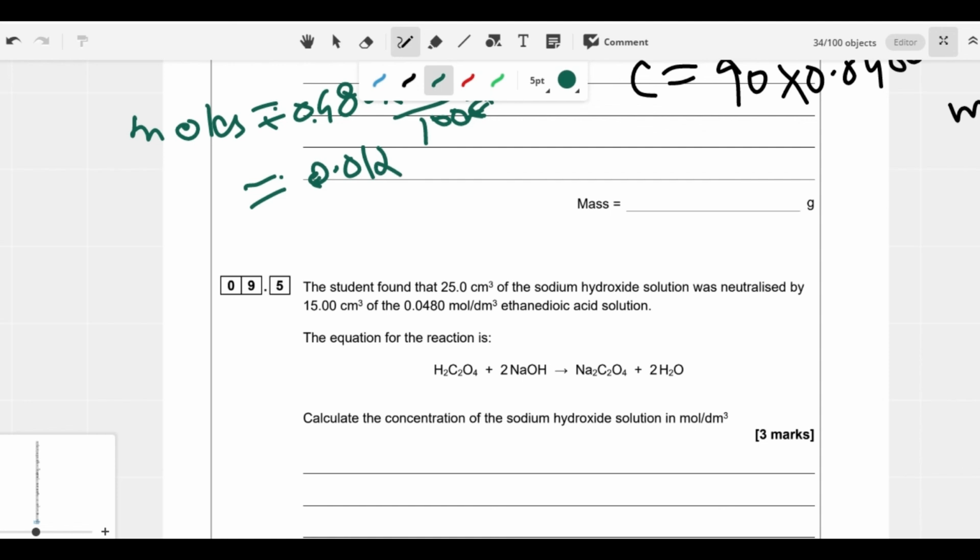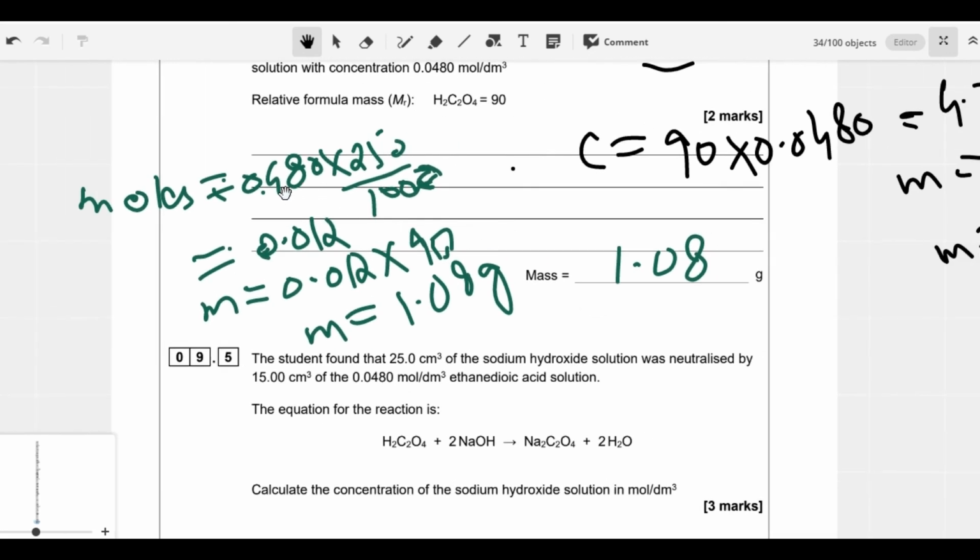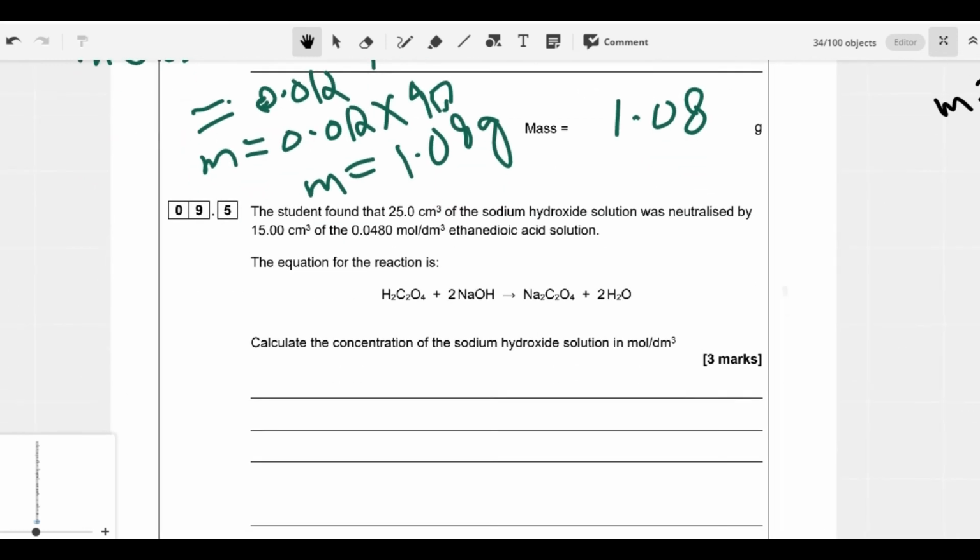Now you need to multiply: mass is equal to moles times molar mass. So moles is 0.012 times the molar mass, which is 90, and when you multiply it, the mass is again 1.08 grams. In this case, the moles is equal to concentration times volume, so the volume should be in decimeter cubed, and then mass is equal to moles times molar mass, so that equals 1.08.